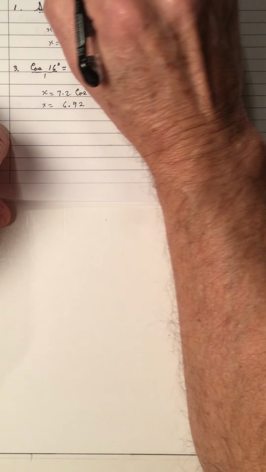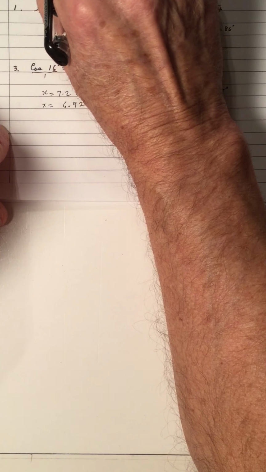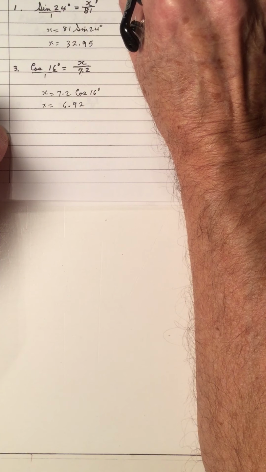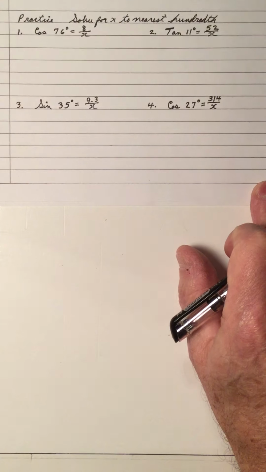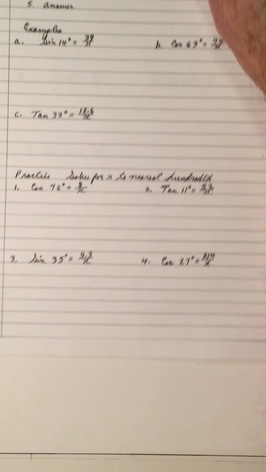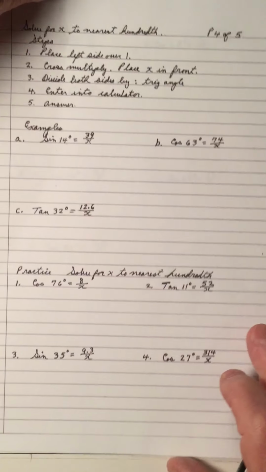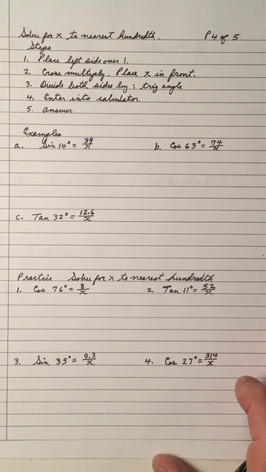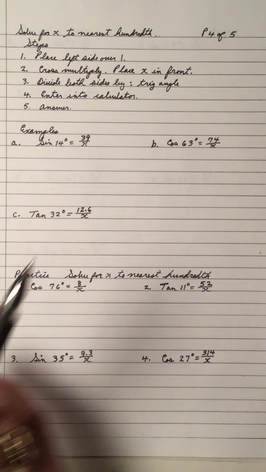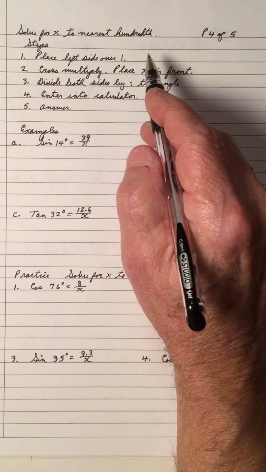So notice these are the steps: place the leftover 1, cross multiply, place the number in front, enter into the calculator, get your answer, and round it off. Okay, bring this down now. Here we go. Now we've got a similar question to the other one, but it's arranged differently.